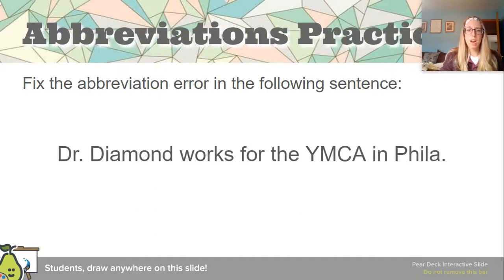You're supposed to find and fix the abbreviation error in the sentence. There are a couple abbreviations in the sentence, right? We've got doctor, YMCA, and then PHILA. Doctor and YMCA are okay abbreviations for formal writing, but abbreviating the name of a city is not. This is an abbreviation for Philadelphia, which you would want to spell out completely.